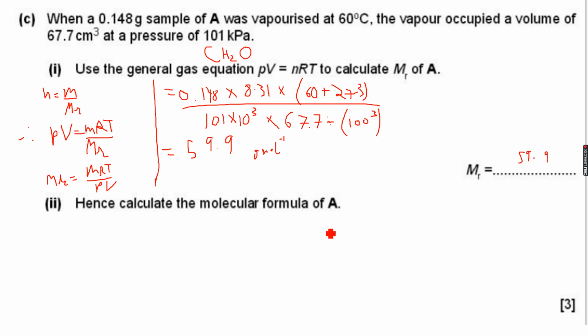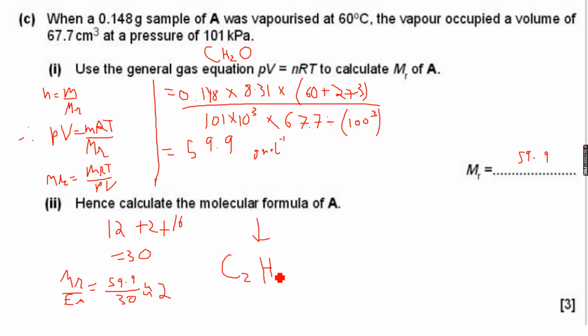Hence calculate the molecular formula of A. Okay, so what is the empirical mass of A? The empirical mass is 12 plus 2 plus 16, which is equal to 30. So when we divide Mr by empirical mass, it is 59.9 divided by 30, which is approximately equal to 2. So this means that the molecular formula will be twice the empirical formula, and therefore the molecular formula of A will be C2H4O2, and this is the molecular formula of A.